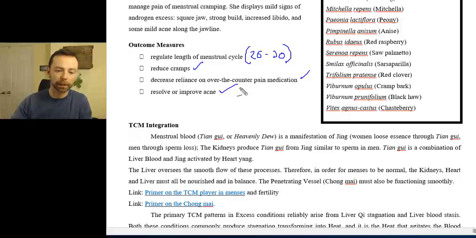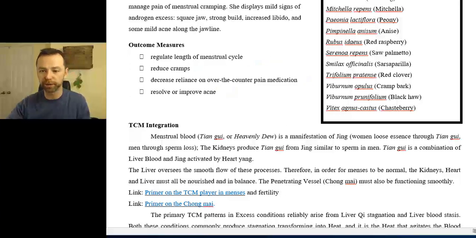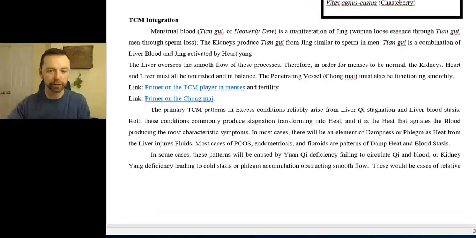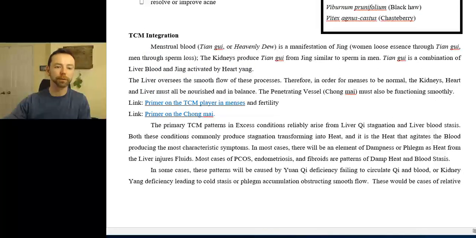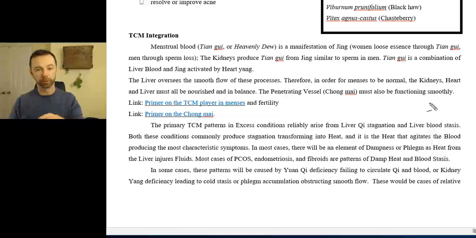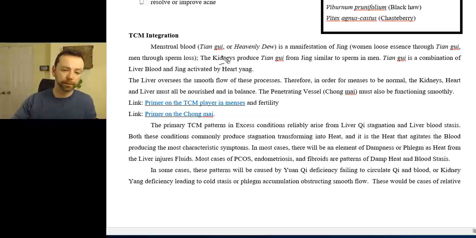Okay, let's do it. Let's get into our TCM integration. Now, I actually trimmed this down a little bit because there's so much to say. And it's, again, not incorrect. There are multiple textbooks written about this. So I'm going to hit the highlights, and I'm going to try to really stick to what is useful in understanding in terms of what you can do for treatments. Menstrual blood, often called tiangui or heavenly dew. Interesting way to think about it. It's a manifestation of Jing in women.